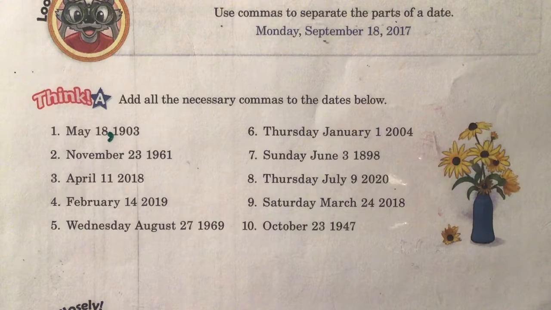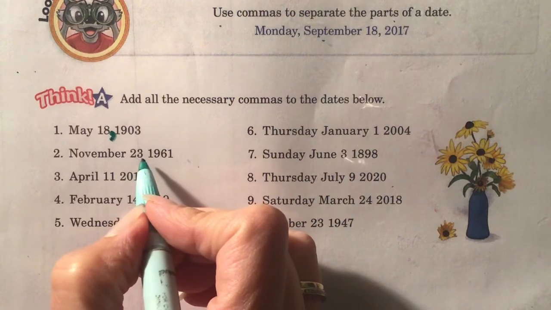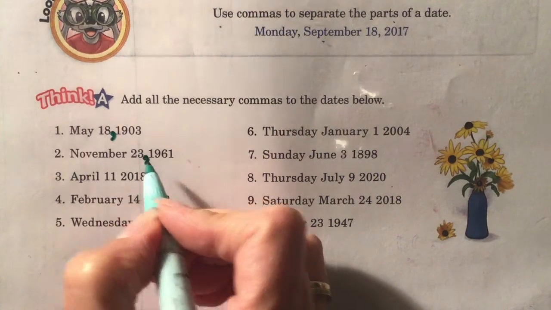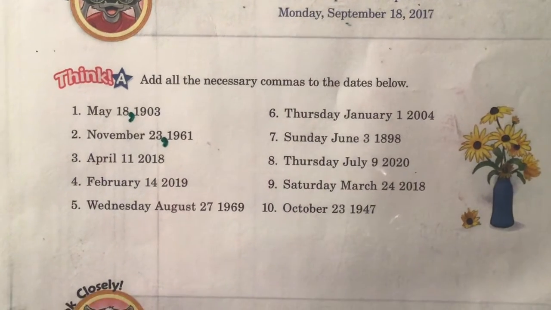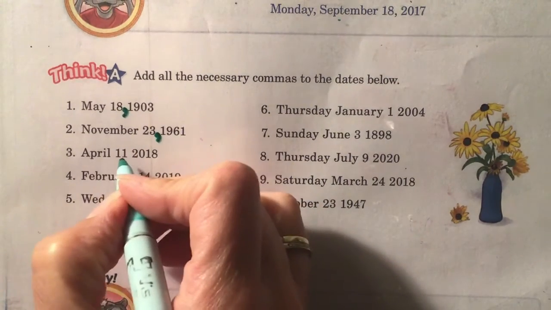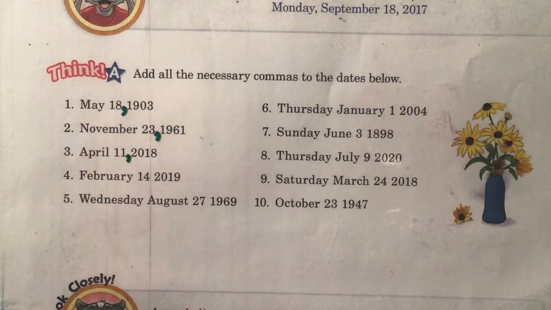Number 2, we have November 23, 1961. So here we come to the number of the date, right? It's the 23rd. The year is 1961, so we want to put a comma here so everyone knows to separate those numbers. Number 3, April 11th, 2018. Here, the date is the 11th, the number of the day, so we put a comma there.